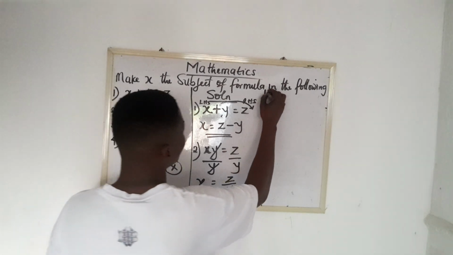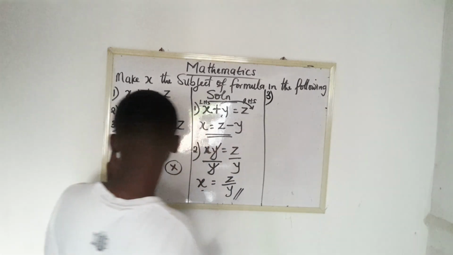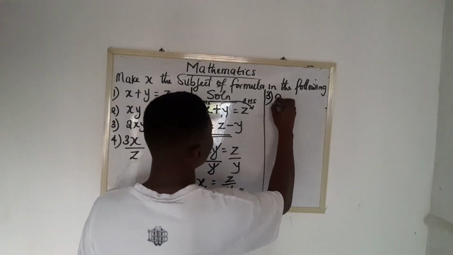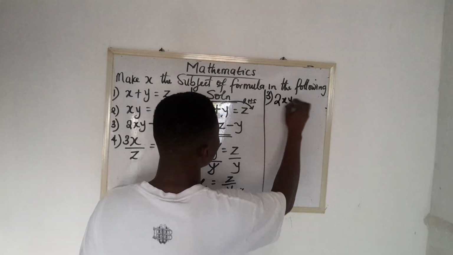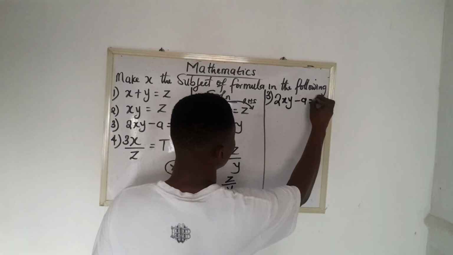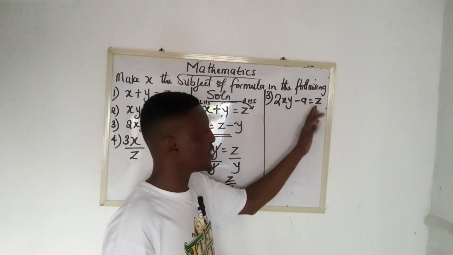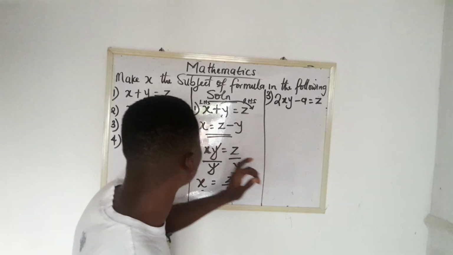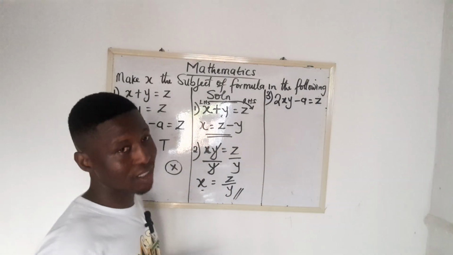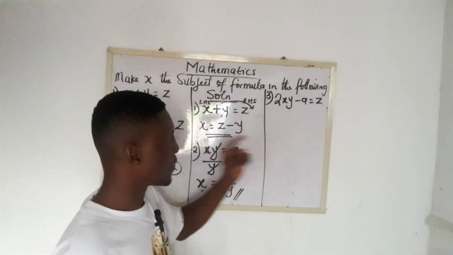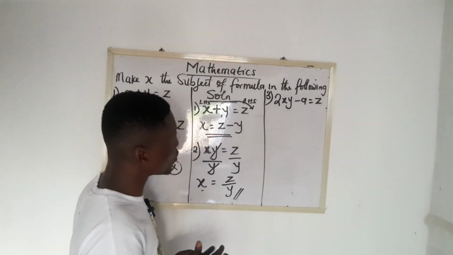Let's look at question 3. In question 3, we have 2xy minus a is equal to z. In this question, the subject here is z, but the question asks us to make x the subject of the formula. So what we are going to do is quite simple.